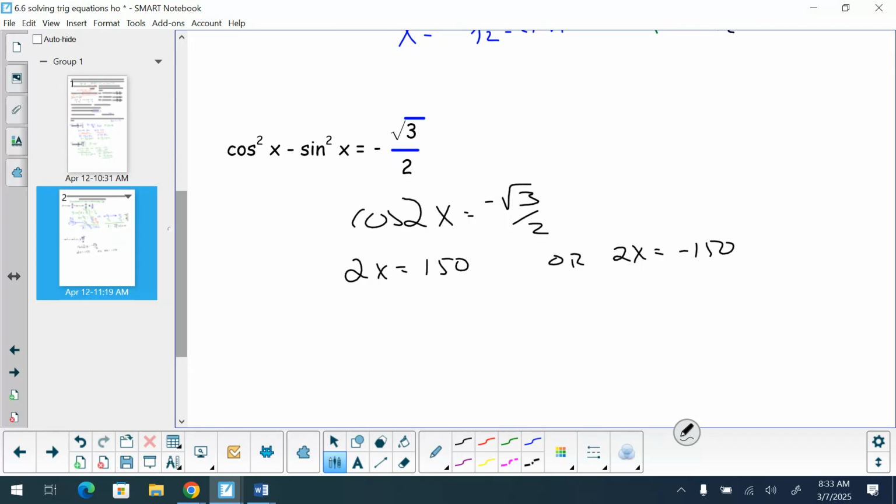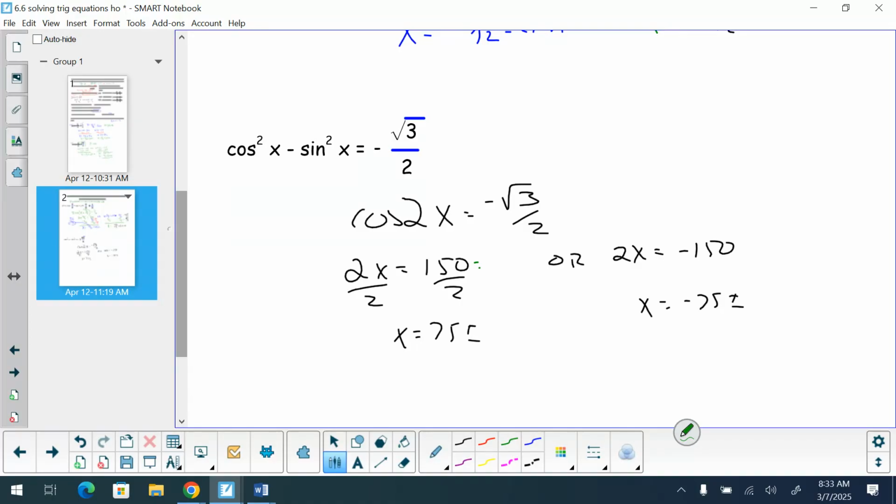Okay, once again, you could do this either way. You could keep it in this form, divide by 2, x is equal to 75 plus or minus, x is equal to negative 75 plus or minus, but you're going to have to change the 75 back into a radian form in terms of pi.